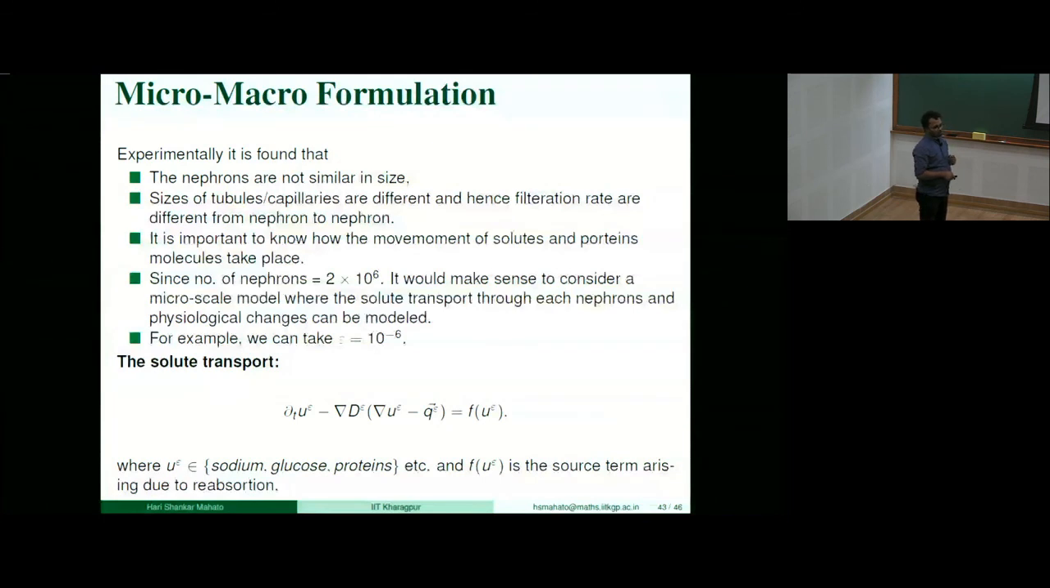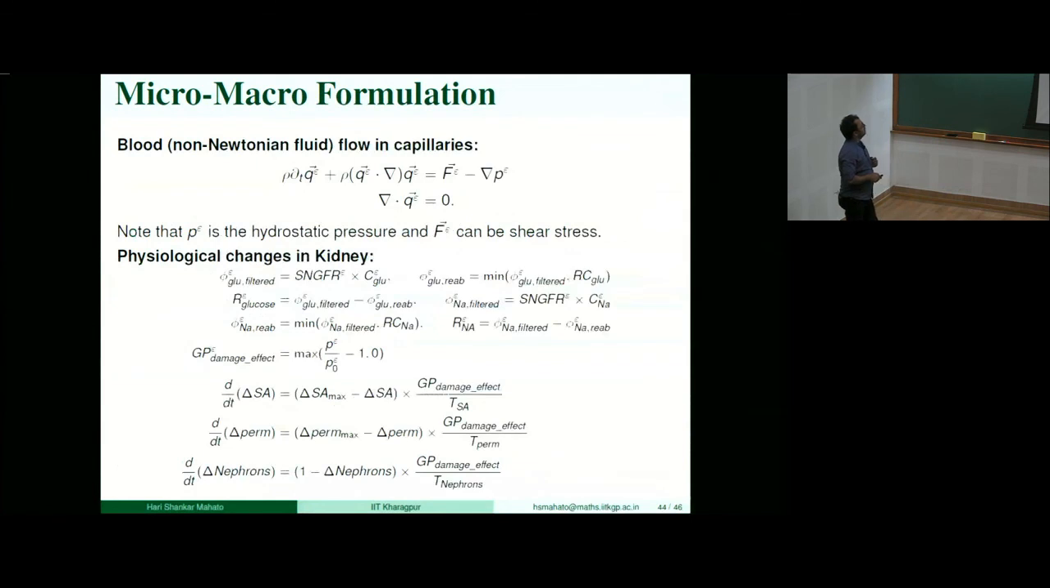Concentration of solutes, yes. And then we also need to know how the blood is flowing. So the q epsilon denotes the velocity of the blood, and since blood is a non-Newtonian fluid, we can model it using the Navier-Stokes equation, which is given this way, where P epsilon is the hydrostatic pressure, and F epsilon can be the shear stresses in the blood.